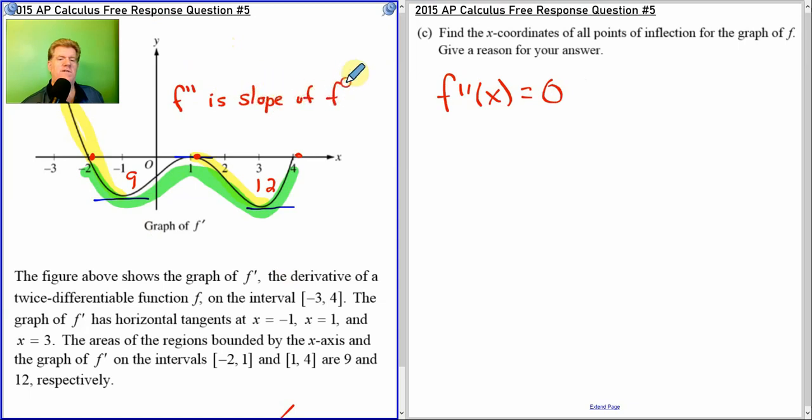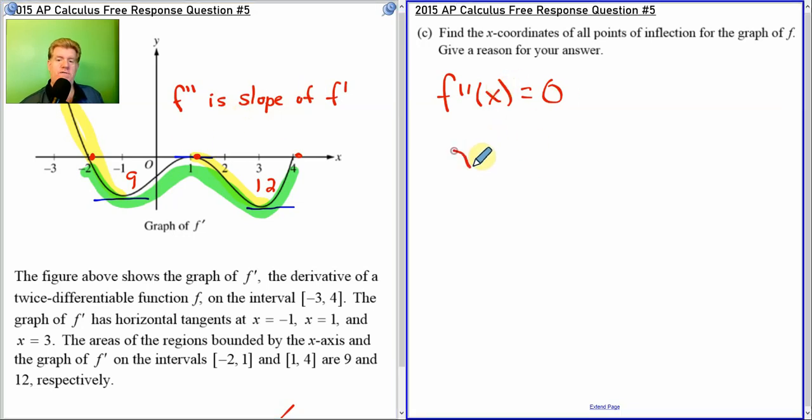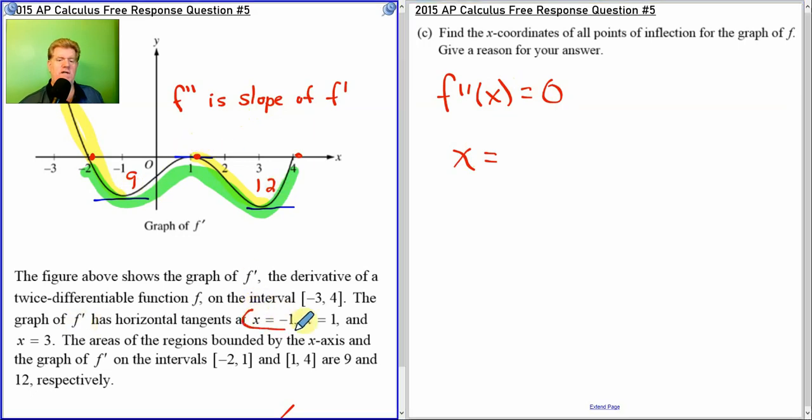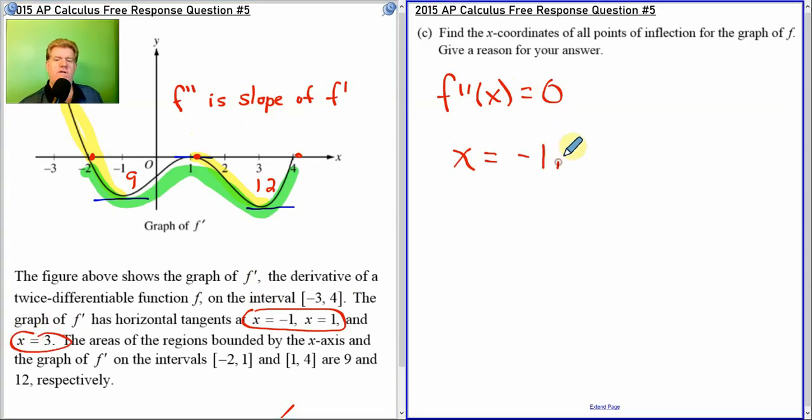All right. So I want to know where the slopes equal 0. Well, they told you. -1, 1, and 3. It was given to you all right here. So -1, 1, and 3. Then I'm testing.